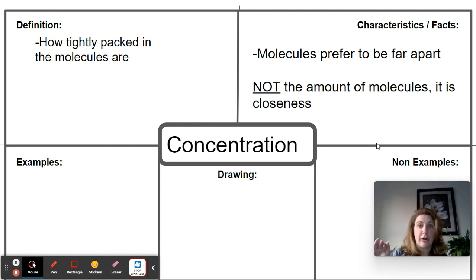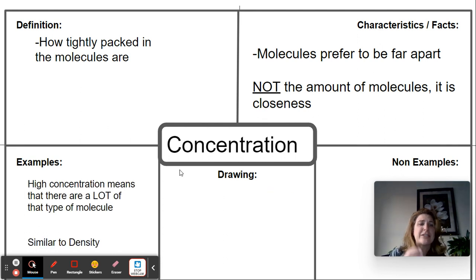Molecules prefer to be far apart. So when you put food coloring or Kool-Aid powder into water, they're going to want to spread out and be as equidistant, is the word they use for it, as evenly far away as they can. When we talk about concentration, it's not the amount of molecules, it's how close they are. But you have to think of both of those things at once. They want to be far apart, but they can only spread out in the liquid that they're given. So if you put a lot of molecules in, it's going to be much more concentrated.